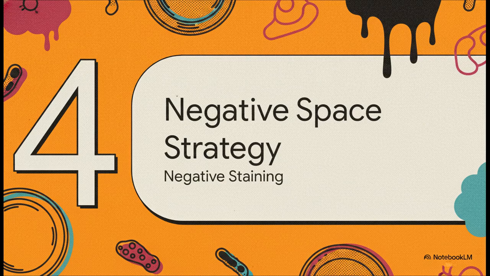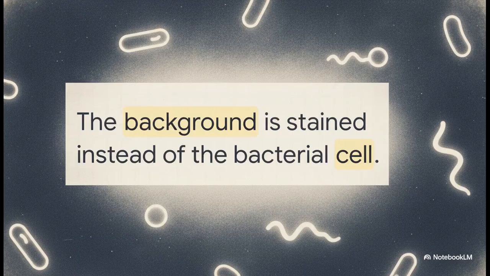Let's jump into Section 4, the negative space strategy. Now, what's really interesting about this slide is how negative staining takes a beautifully reversed approach. Instead of dyeing the bacteria itself, the background is stained, leaving the bacterial cell completely untouched. It's exactly like looking at bright stars against the dark night sky. You see the subject perfectly outlined by the darkness surrounding it.